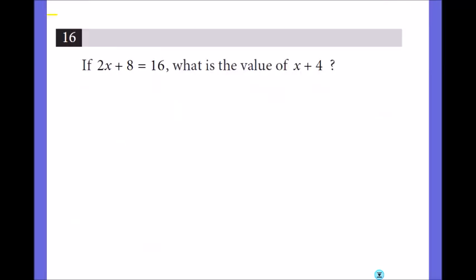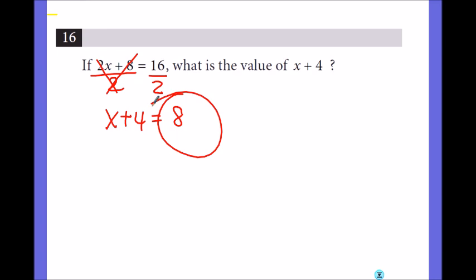If 2x plus 8 equals 16, what is x plus 4? You can find x plus 4 by dividing by 2, right? You get x plus 4 equals 8, so the answer is 8.